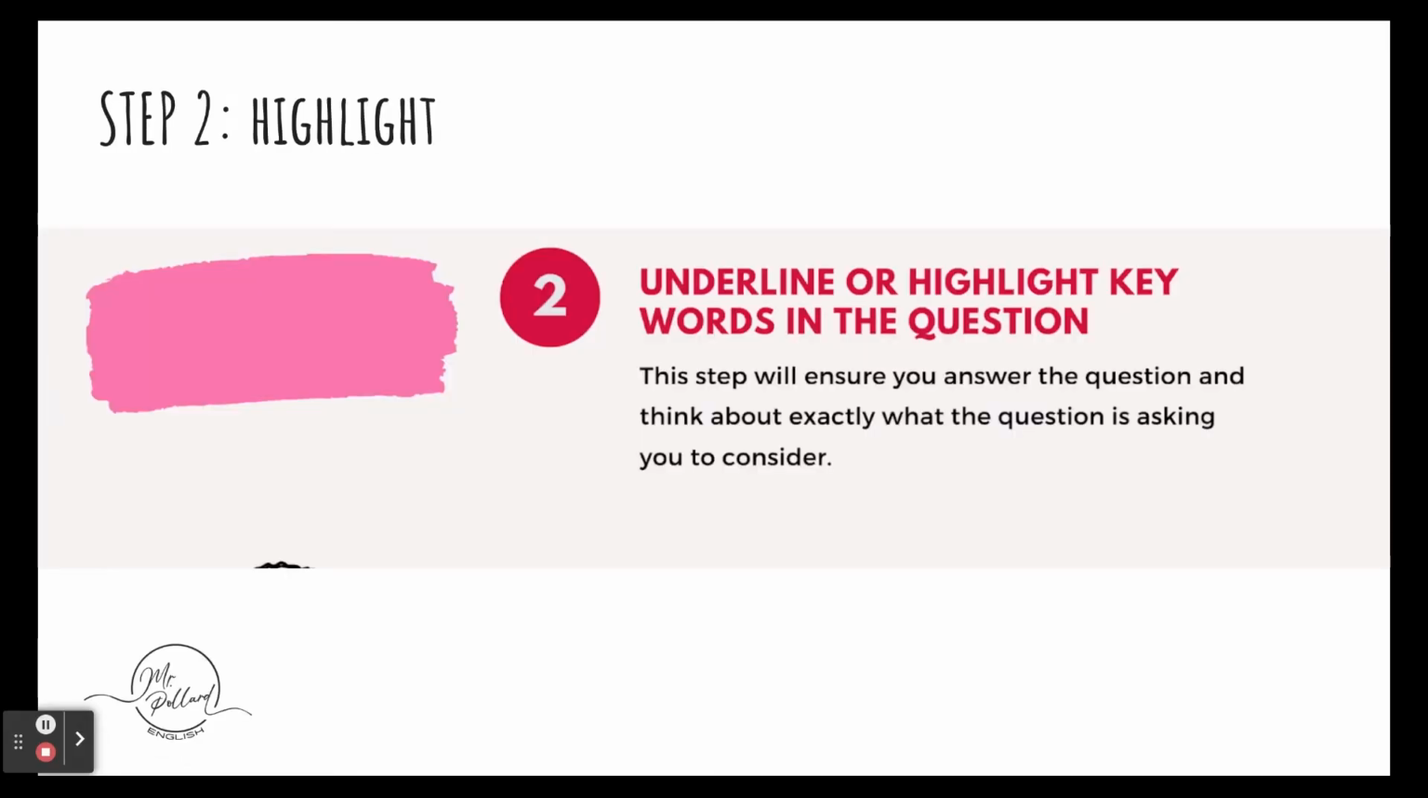Okay, so step 2 then is to underline or highlight the keywords in the question. Why do you do this? Well, this step's going to ensure that you answer the question and think about exactly what the question is asking you to consider. So very often the question will be how or ways in which, and both really mean the same thing. You're going to be analysing the techniques that the writer uses in the extract.